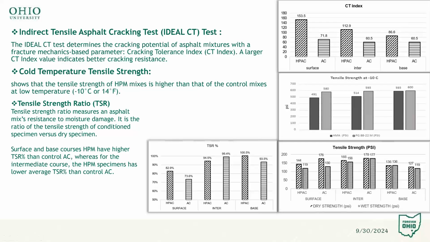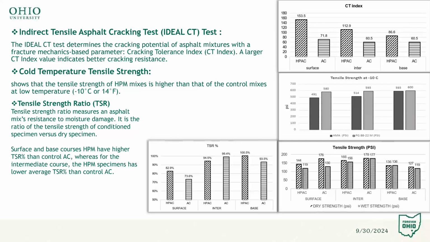So the previous Hamburg test is for rutting resistance, and the IDEAL-CT test is for determining the cracking resistance. With a fracture mechanics-based parameter called the cracking tolerance index, a larger cracking tolerance index, or CT index, indicates better cracking resistance. So on the right-hand side, you can see the CT index is higher, the higher the better. So the high polymer AC, or HPM, has better cracking resistance for surface, intermediate, and base courses.